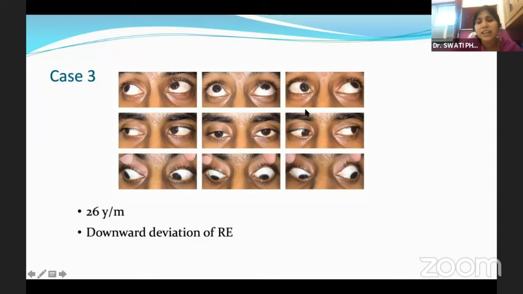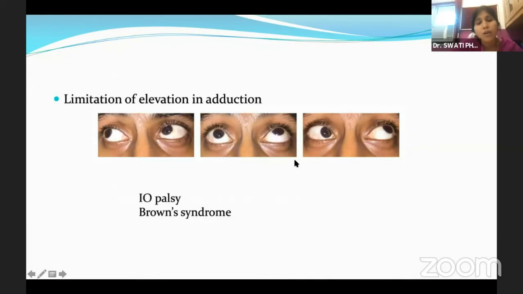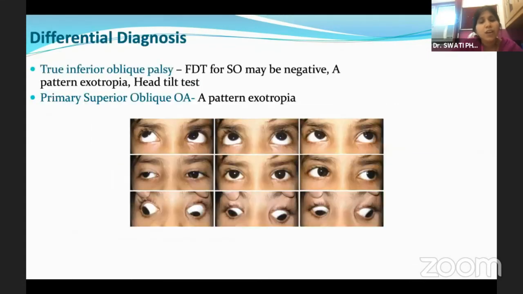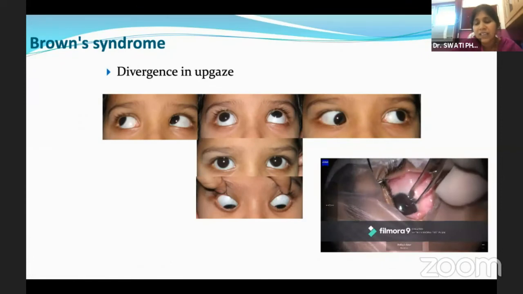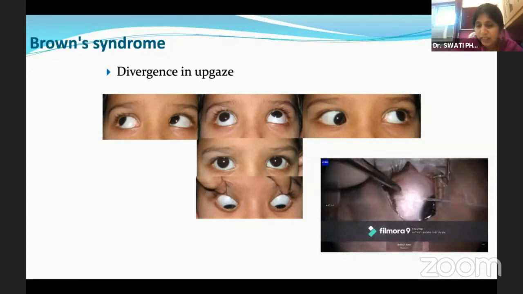So this is clearly a case where one has to differentiate whether this is inferior oblique palsy or Brown syndrome. In inferior oblique palsy, there is a pattern exotropia because of the superior oblique overaction, while in Brown syndrome, you may have a divergence in upgaze. Nonetheless, the confirmatory test for Brown syndrome is the FDT, where you depress the globe, adduct it, and then try to elevate it. Any amount of resistance or limitation in elevating the eye is suggestive of a positive FDT.